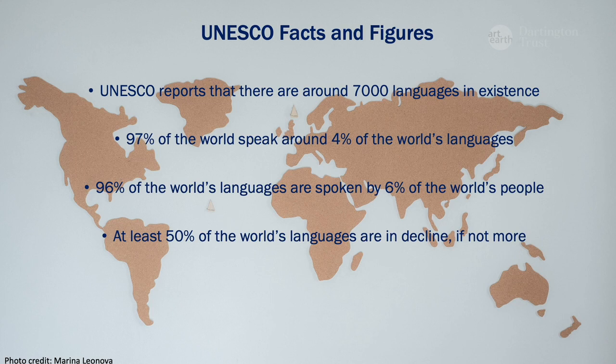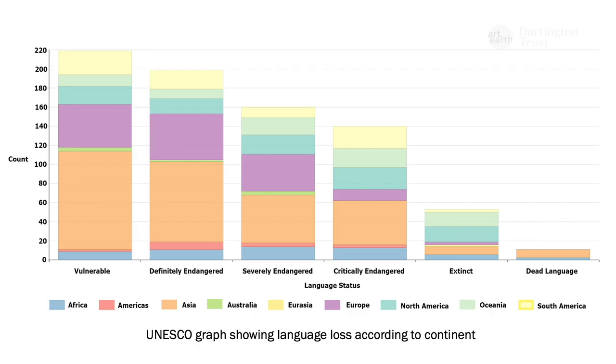So here are some facts and figures from UNESCO around languages in the world. So 97% of the world speak only 4% of the world's languages, and 96% of the world's languages are spoken by only 6% of the world's people. The best estimate is that 50% of the world's languages are in decline, but the worst estimate is that around 90% are in decline. So this graph shows the language loss according to continent.